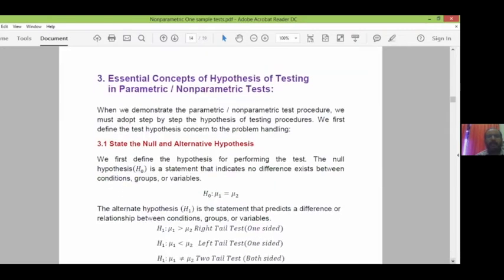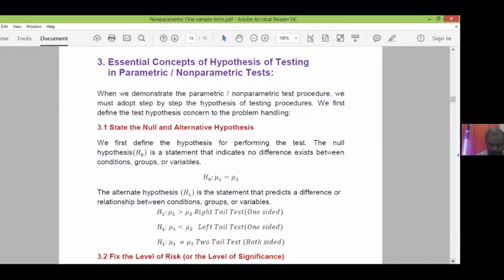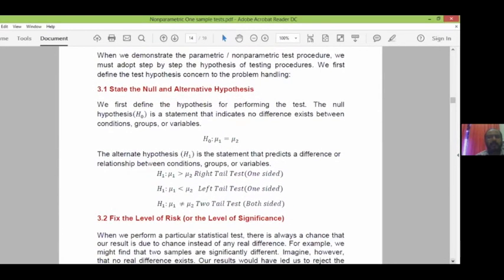Now, essential concept of hypothesis testing. When we demonstrate the parametric or non-parametric test procedure, we must adopt a step by step hypothesis testing procedure. We first define the test hypothesis concerned to the problem we are handling. So here I have given the statement of null and alternative hypothesis. First, we define the null hypothesis and alternative hypothesis, for performing the test.